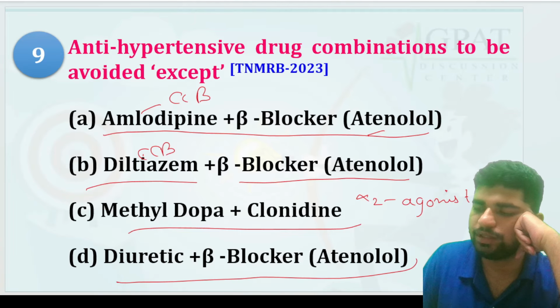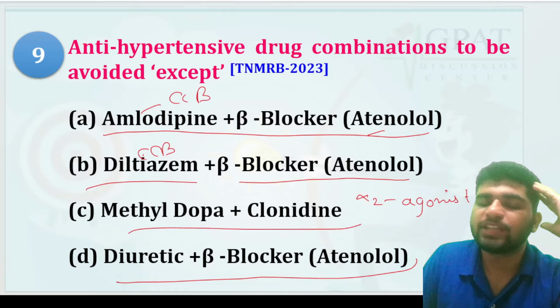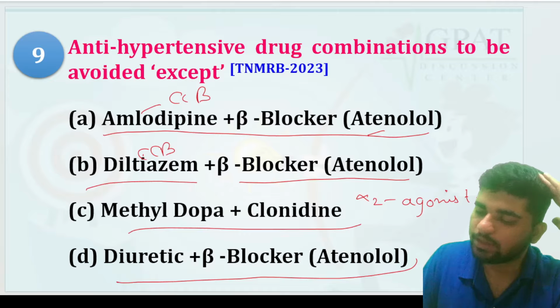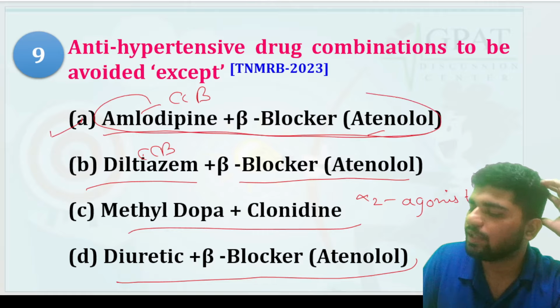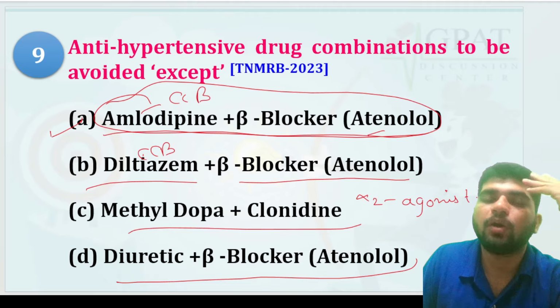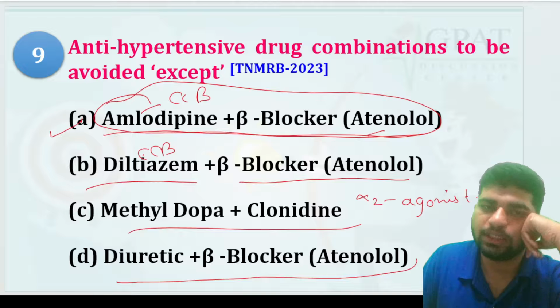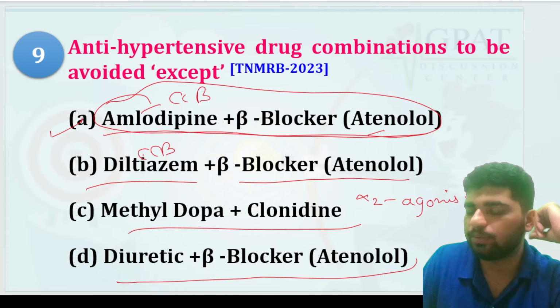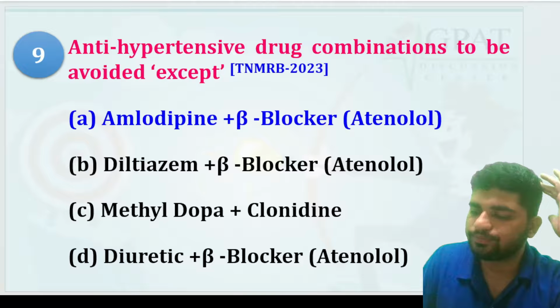So which of the drug combinations is to be avoided, except, that means which can be given. Out of these four, which combination can be given? Amlodipine plus beta blocker, yes. Amlodipine plus beta blocker is a very popular combination right now in the market for antihypertensive drugs, that is amlodipine plus beta blocker, atenolol.